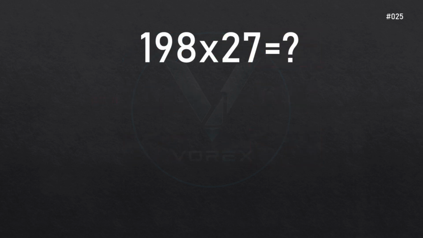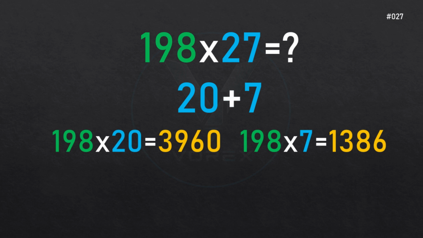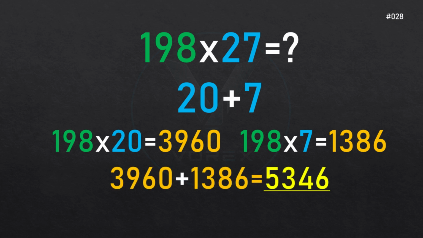Now let's try an even bigger multiplication. What is 198 times 27? We'll break 27 into 20 plus 7. 198 times 20 equals 3,960. 198 times 7 equals 1,386. Now we add them together. 3,960 plus 1,386 equals 5,346. Even calculations that look difficult at first become much more manageable with the right strategy.